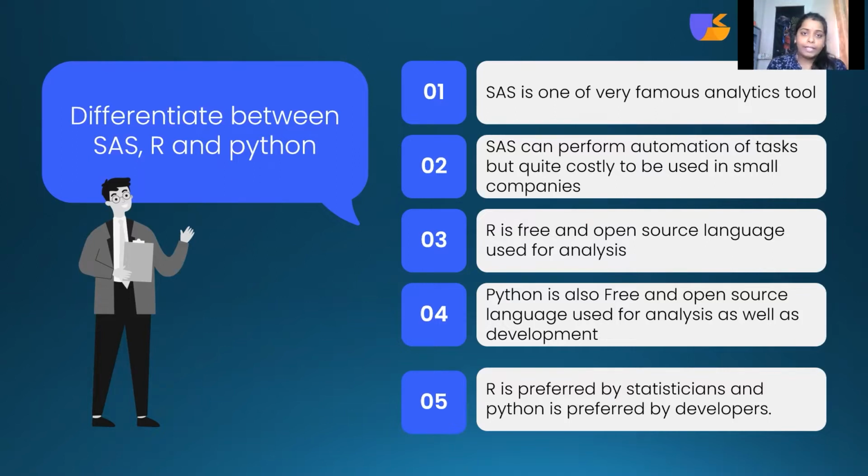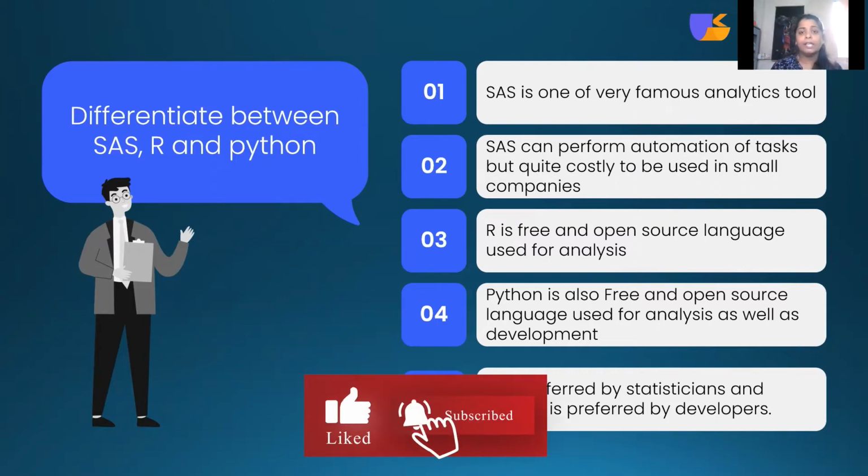Being free and open source software, both Python as well as R have huge community support. That means if you type a question about something you are stuck on related to R or Python, you'll find lots of options people will suggest. So a huge community is available for R as well as for Python.